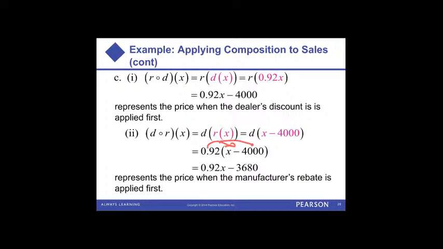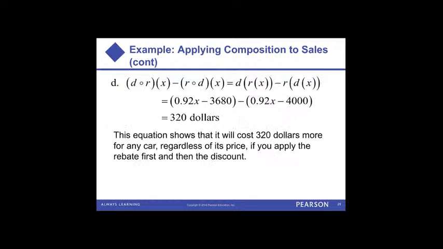Okay. So then I think question D asks us to do D compose R minus R compose D. So basically, what is this? The second result minus the first result, and we get this 320, right? I think when we do D compose R, we apply the rebate first and then the dealer's discount. So the rebate was applied first.